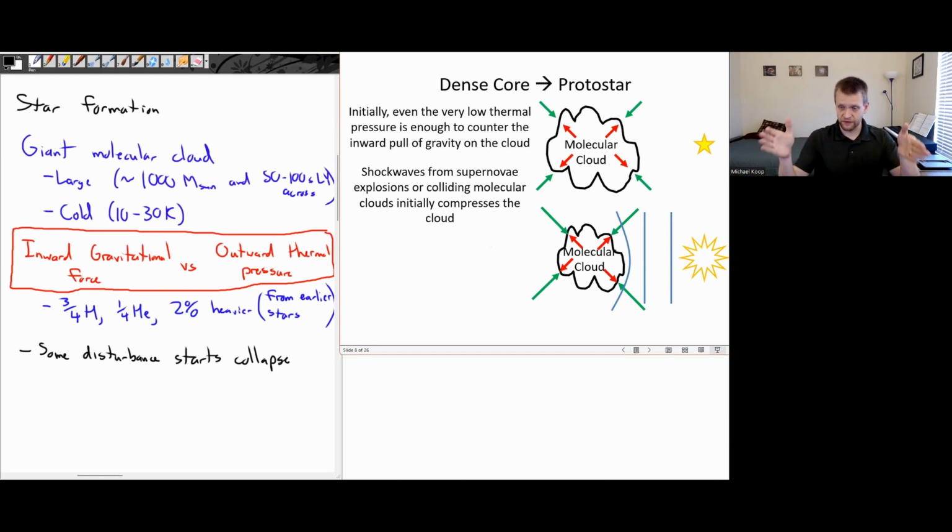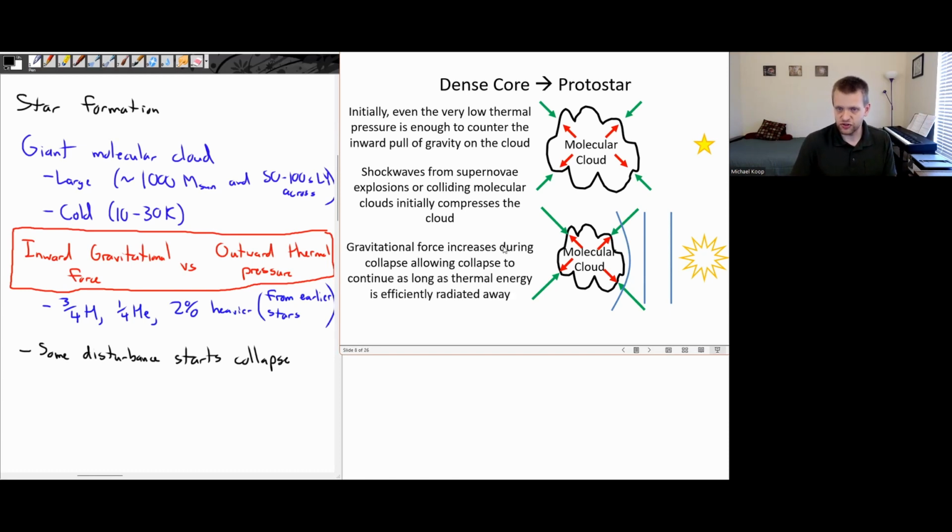Well, if I take two masses and put them closer together, the force of gravity gets stronger. So once this cloud starts to collapse, those gravitational forces are actually going to get stronger and continue that collapse of this cloud. So we get that little bit of a disturbance, and then gravitational strength increases. So gravity increases and drives further collapse.